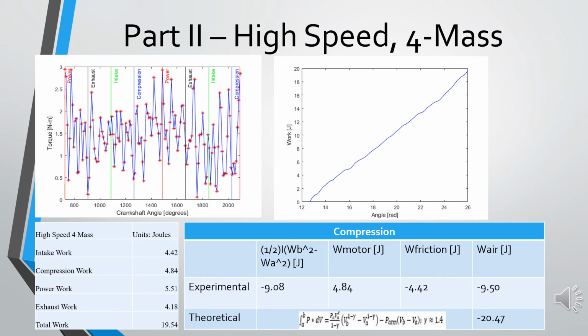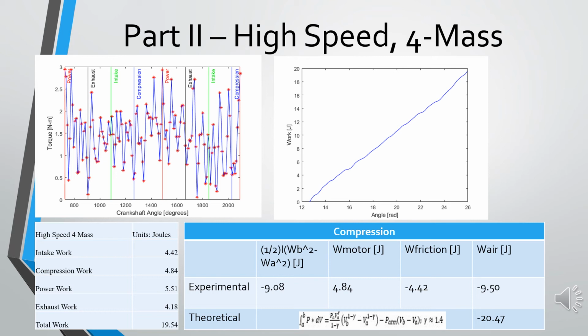The image in the top right corner shows the total work in one cycle, and since we're only going to be analyzing the compression stroke to vindicate our theoretical model, the work of the compression stroke will represent the work of the motor. The friction work is the negative value of the intake work. Lastly, the kinetic energy term is calculated by determining the angular speeds at the beginning and end of the compression stroke, as well as the mass moment of inertia.